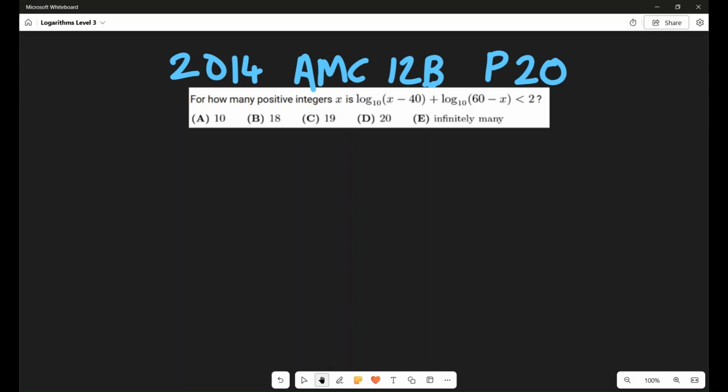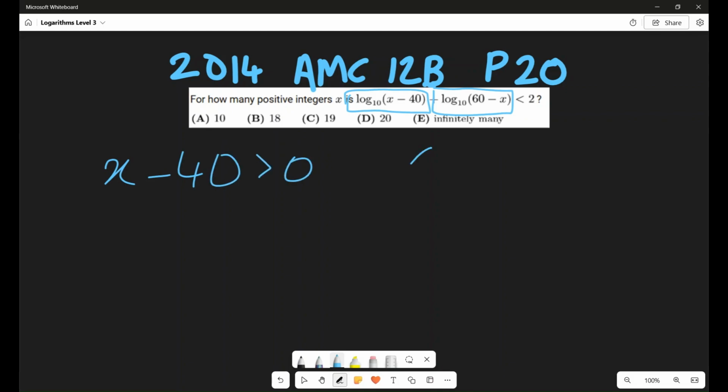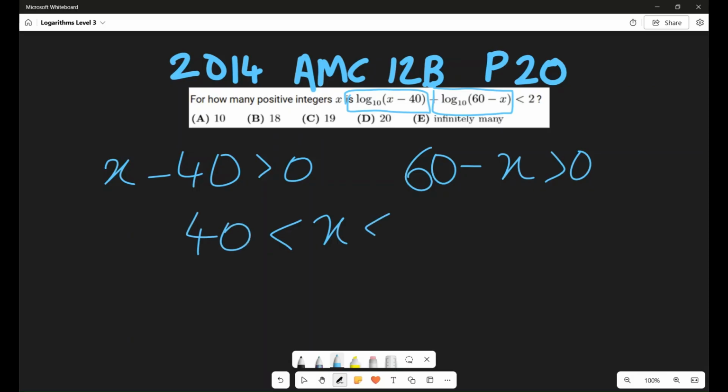But what we're actually supposed to do is make sure we know what values of x are in the domain. Both of these terms that we're adding have to be valid. So that means that x has to be in the domain of both of these terms. So x minus 40 has to be more than 0, and 60 minus x has to be more than 0. That means that x has to be between 40 and 60.